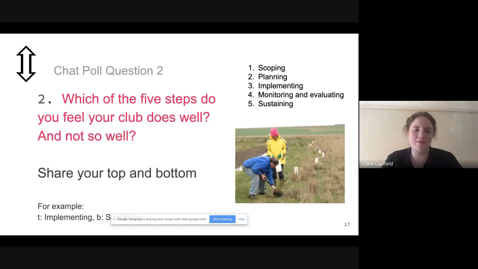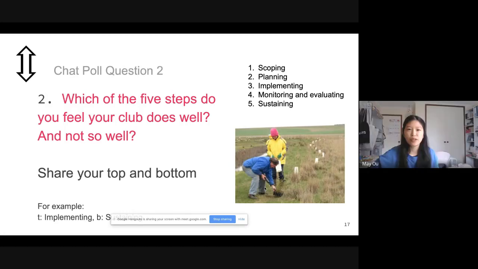Awesome. So now we have another poll, May. Yep. So if you could just pop into the chat your response to poll question number 2. Which of these 5 steps do you feel your club does well and not so well? For example, if you could put a T for what you think your club does well, your top, and then B for bottom, what your club doesn't do so well. So maybe your club's really good at planning, but maybe not so much on reflecting on your planning.